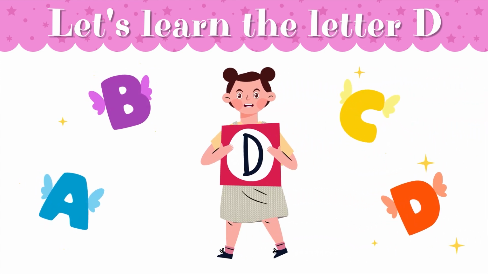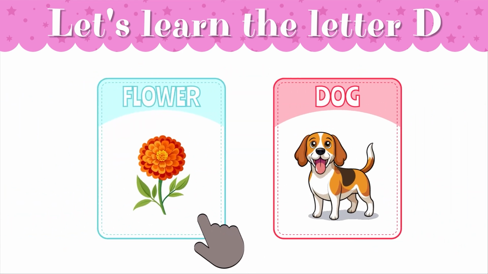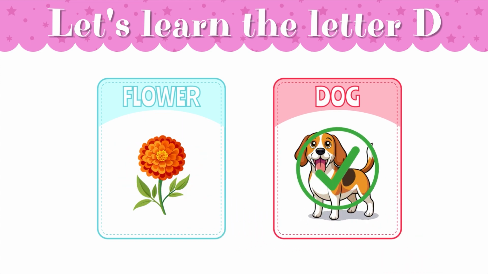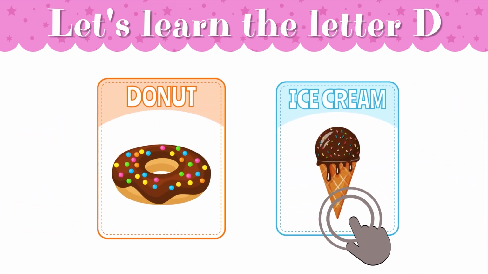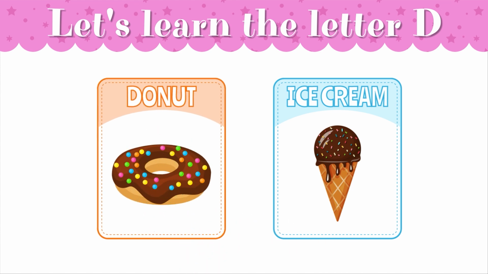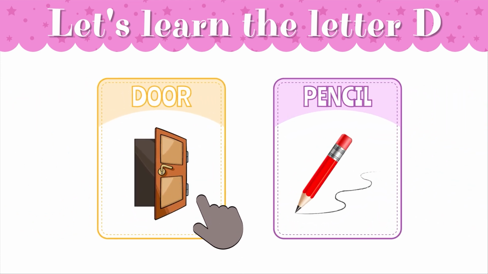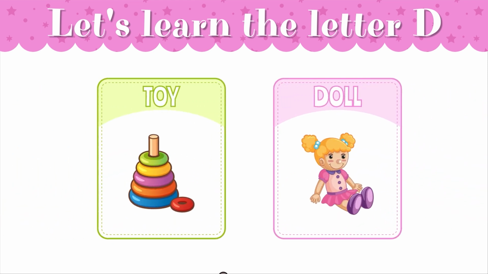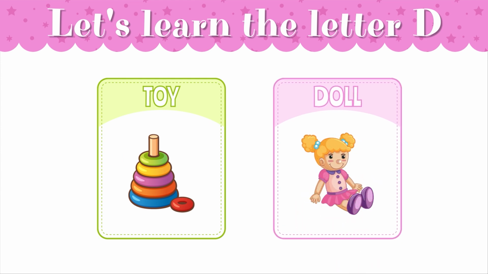Now let's play the game to find the objects that start with letter D. Correct. D for dog. Correct. D for donut. Correct. D for door. Correct. D for doll.